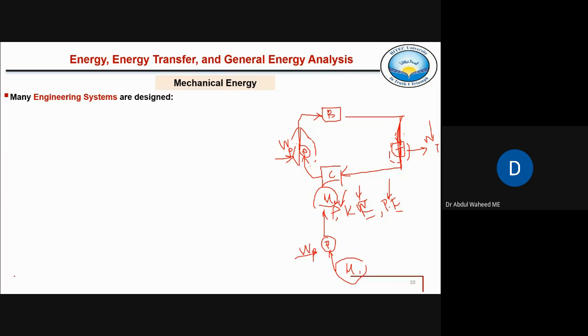So it means in such a system, only mechanical forms of energies are involved. So what are the mechanical energies? Either this work, or this pressure, or this kinetic energy, or this potential energy. Now let's see what is this term pressure energy. We are now trying to understand a new form of energy which is called pressure energy.